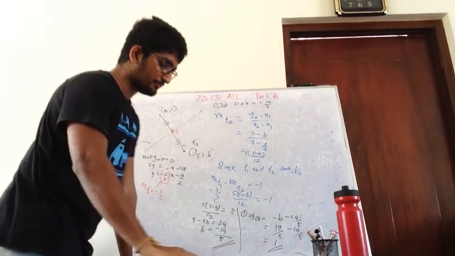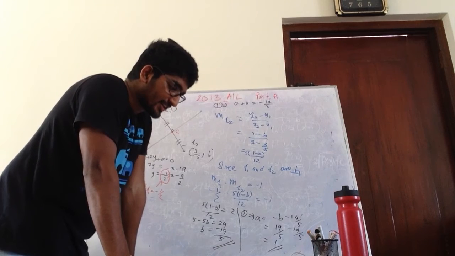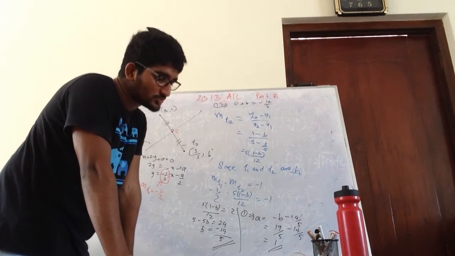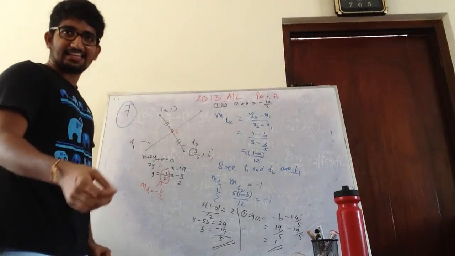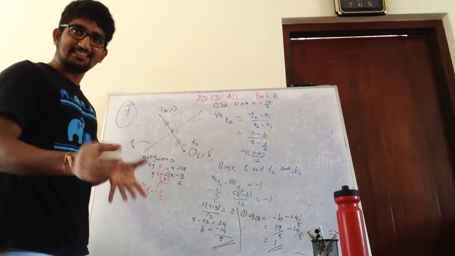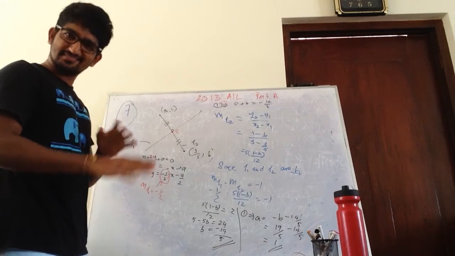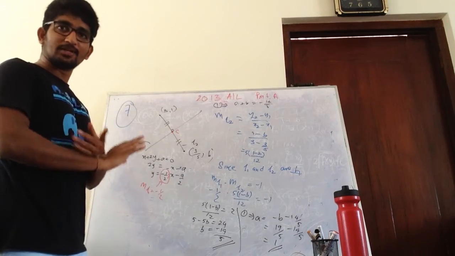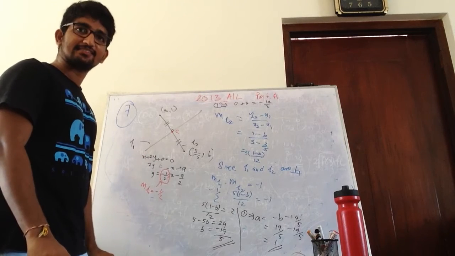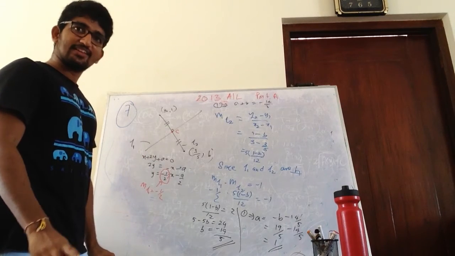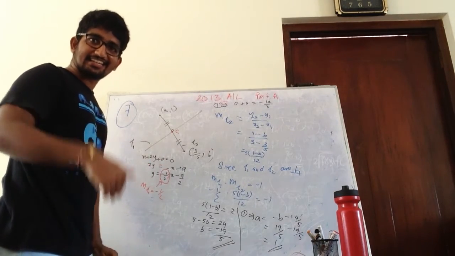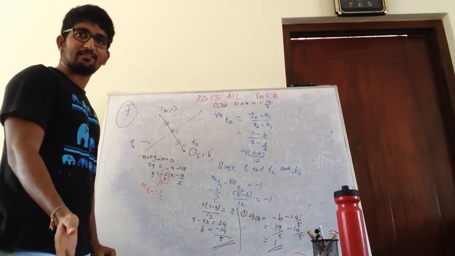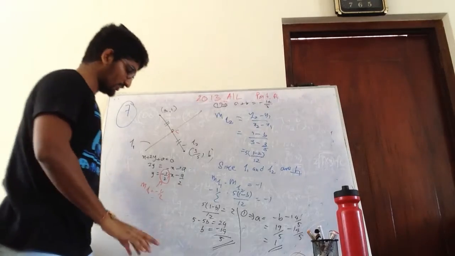So question number 8. This is nothing new. It's just that they have given x and y in terms of a parameter. That's all. Nothing else is new. No new theory or anything. Just that x is given in terms of theta and y is also given in terms of theta. That's all. Okay, so let's see.